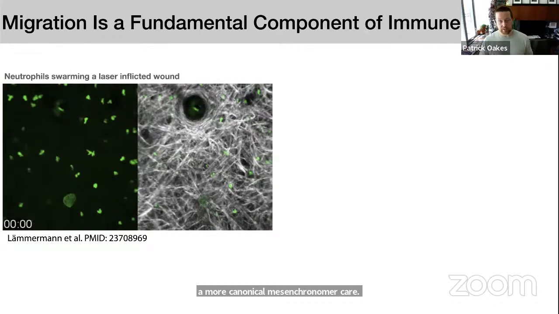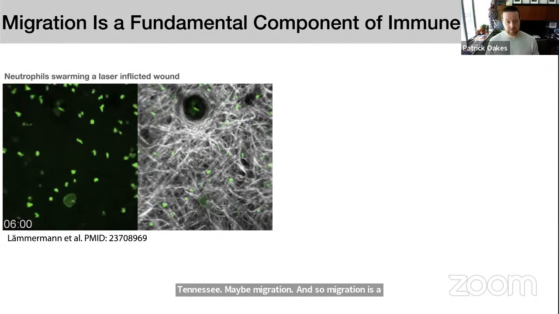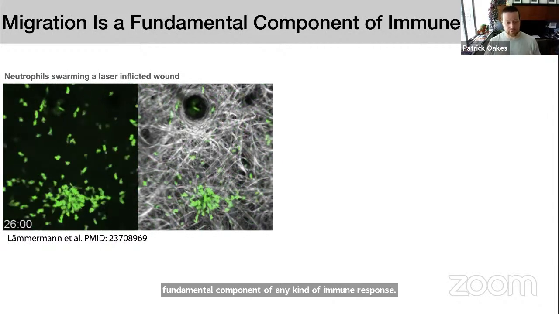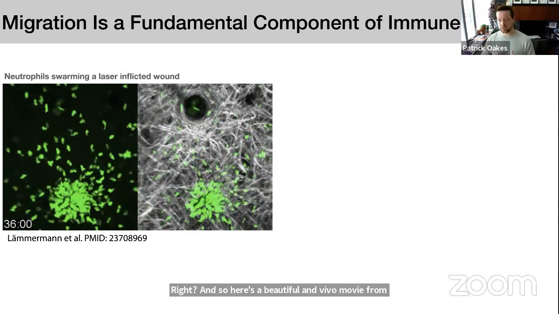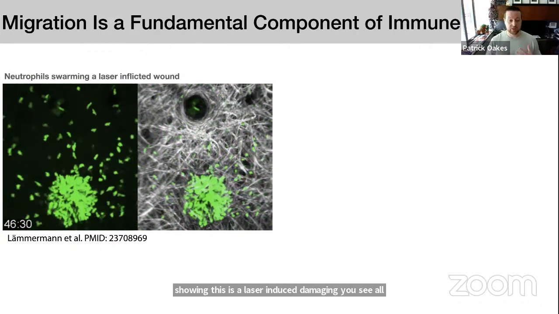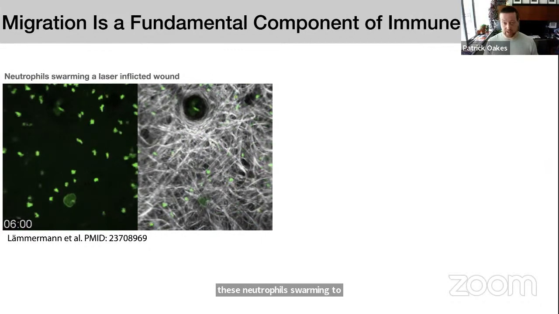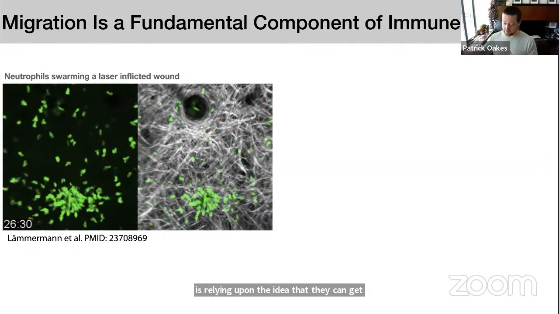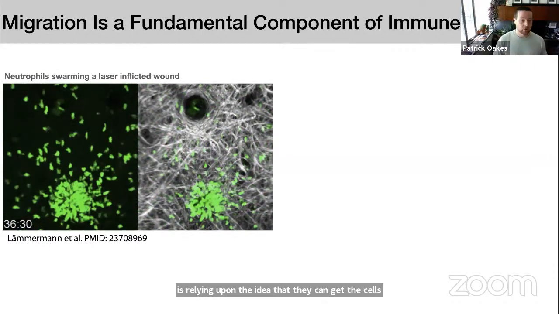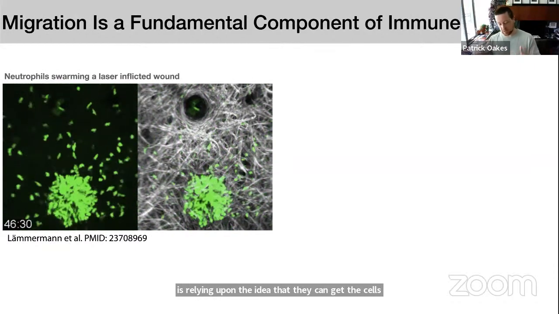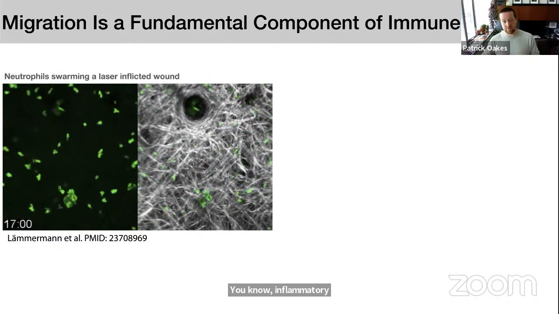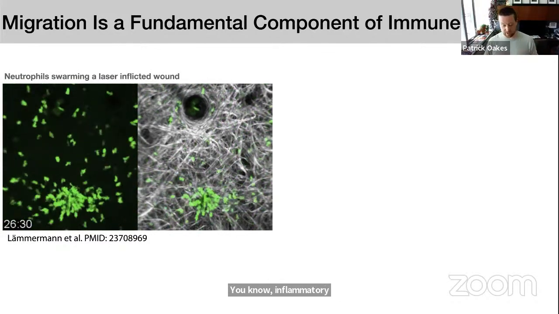And so migration is a fundamental component of any kind of immune response, right? And so here's a beautiful in vivo movie from Tim Lämmermann showing a laser-induced damage, and you see all these neutrophils swarming to the site of the damage, right? And so our immune system is relying upon the idea that they can get the cells that need to either respond or kill off infections or fight back infections or change inflammatory signaling and all that kind of stuff. But they have to get from point A to point B, right? You can't have a functioning immune response without migration.